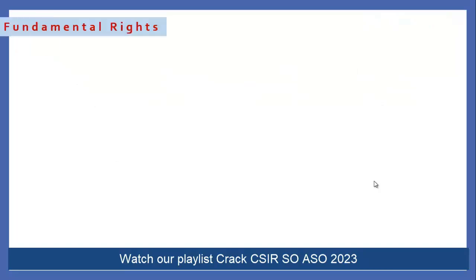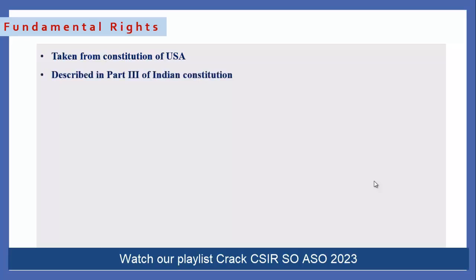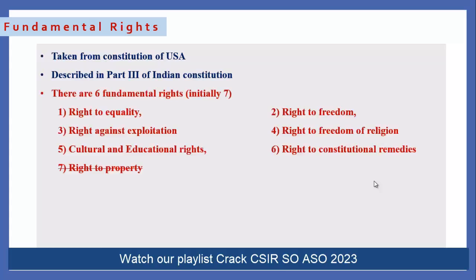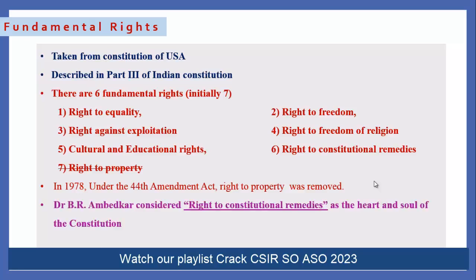Coming to the revision of what we have studied in these MCQs. First, fundamental rights are taken from the Constitution of USA. Second, they are described in part 3 of the Indian Constitution. Next, the fundamental rights were initially 7. The right to property was ceased, and under the 44th Amendment it was removed. You need not remember all the article numbers in which these fundamental rights are given. B.R. Ambedkar considered the right to constitutional remedies as the heart and soul of the Constitution. And the last point is the Kesavananda Bharati case, that the basic structure of the Constitution cannot be altered. These are the important points and questions on fundamental rights which we consider you should know.